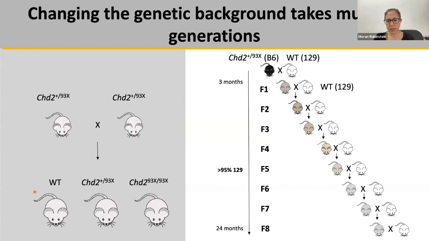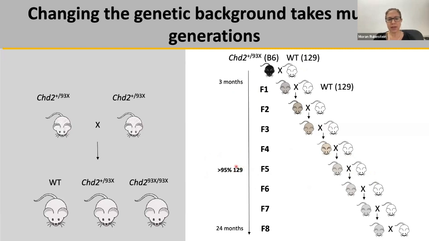So this is what we did. We started crossing these black 6 mutant mice onto a 129 background. We did this for several generations, and a generation in a mouse model is about 3 months. So we had to wait quite a bit before we could start studying them. We started studying these mice while they were F5, so mostly over 95% already on a 129 background.